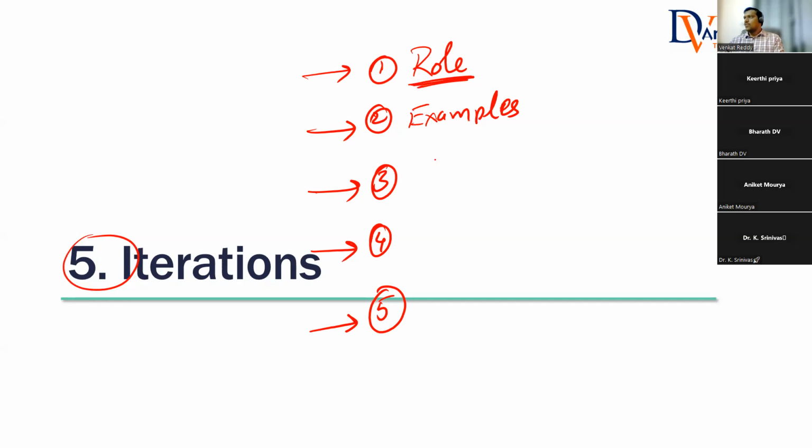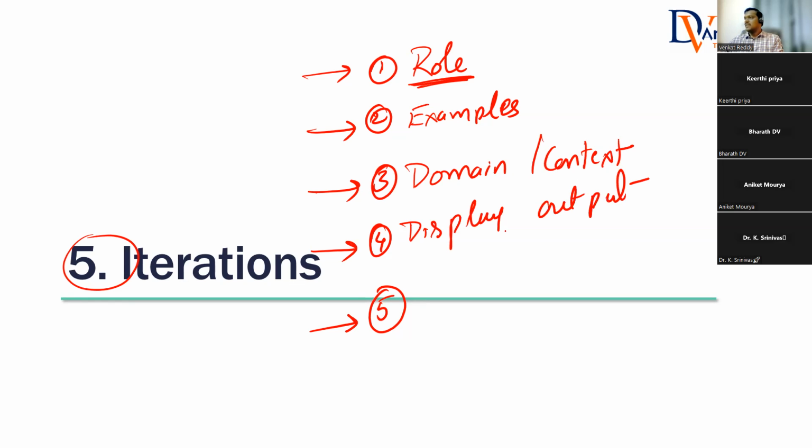Role play followed by examples, followed by domain and context. Always mention the context, and then followed by display outputs. Display the output in whichever format you want, and then iterations.